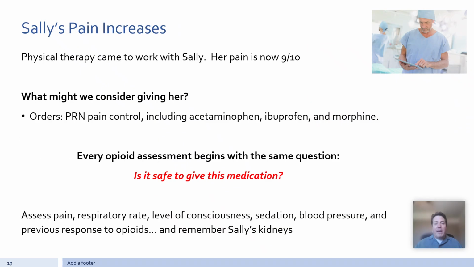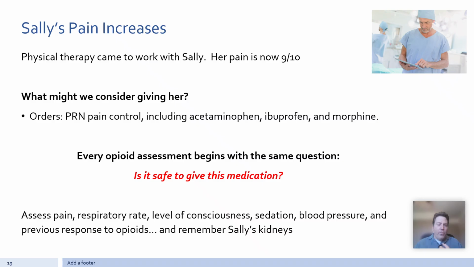So let's say Sally's pain increases. Physical therapy came to work with her, and now she's saying her pain's a 9 out of 10. Let's go back to her order set, and she's got PRN orders for, again, the same 3 medications: acetaminophen, ibuprofen, and morphine. What do we give her? Well, morphine is our prototype opioid. Other opioids share many of the same characteristics, but they don't reduce inflammation. Rather, they change how pain signals are transmitted and perceived within the central nervous system. So we'll take a look at that.